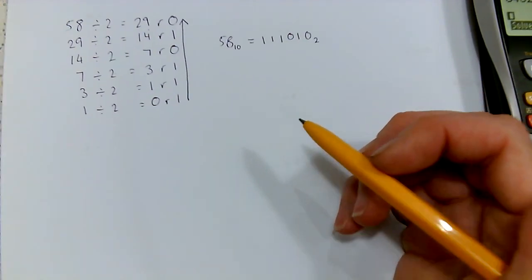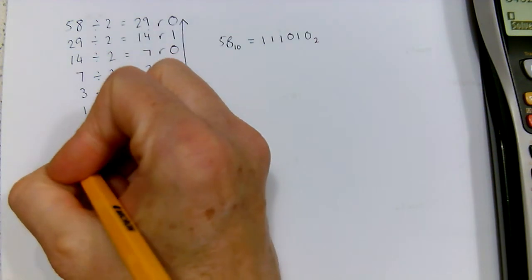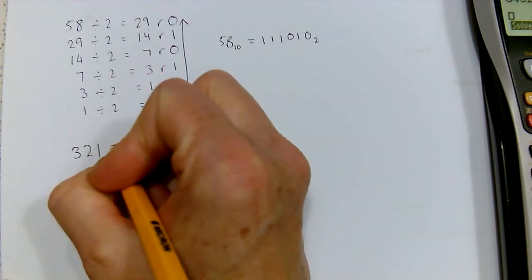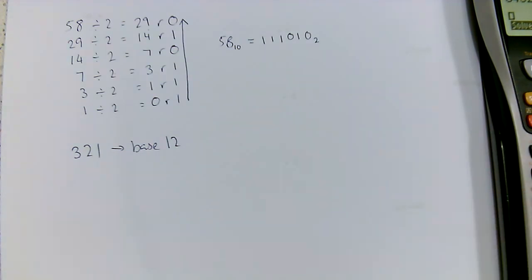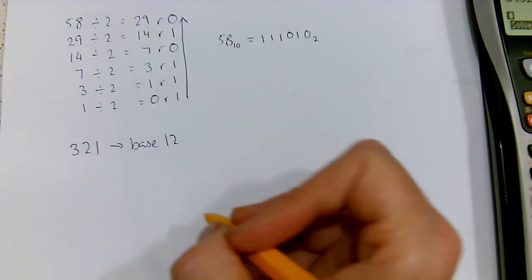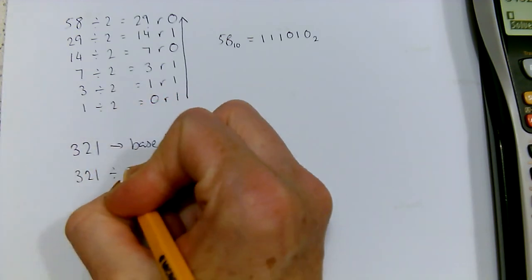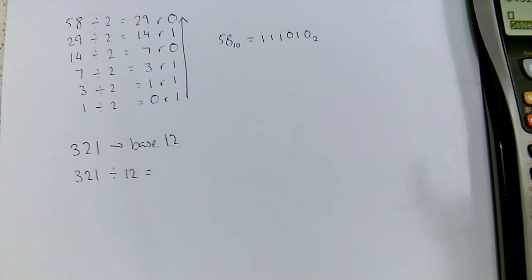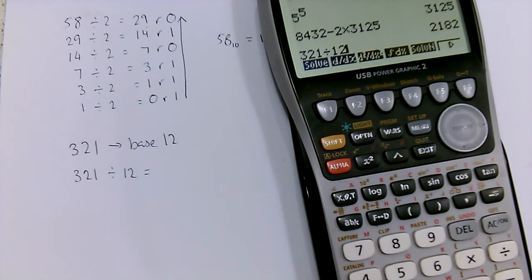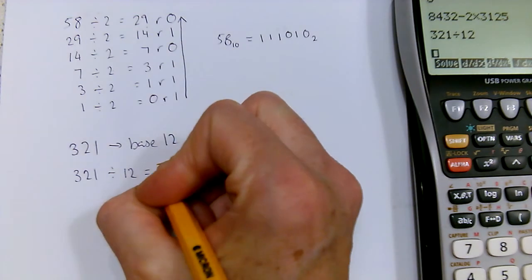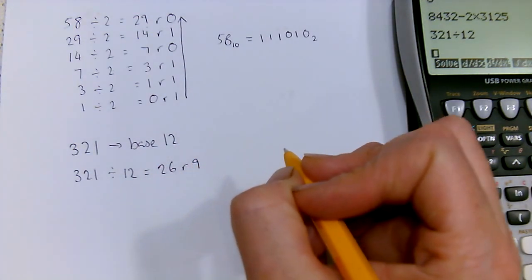So let us try 321 maybe, and we're going to put it into base 12. So I'm going to use the second method because I'm not very good at juggling 144 and whatnot. So we start with 321, we divide it by the number base, which is 12. And 321 divided by 12, my trusty calculator tells me, is 26, and we'll have a remainder of 9 for that.